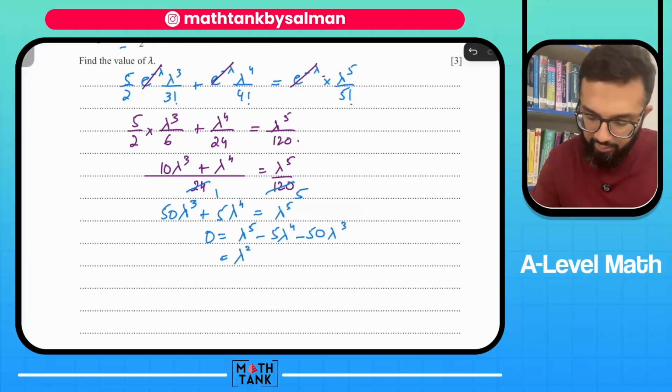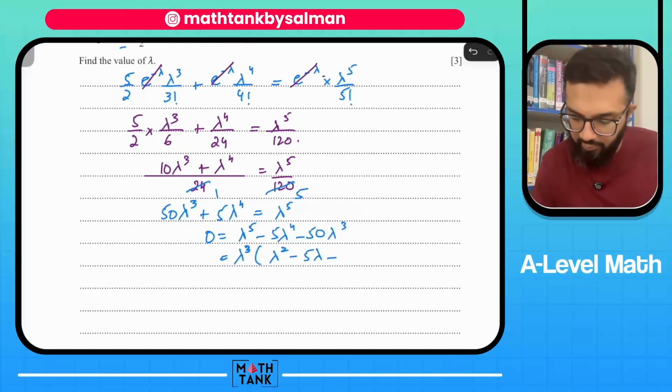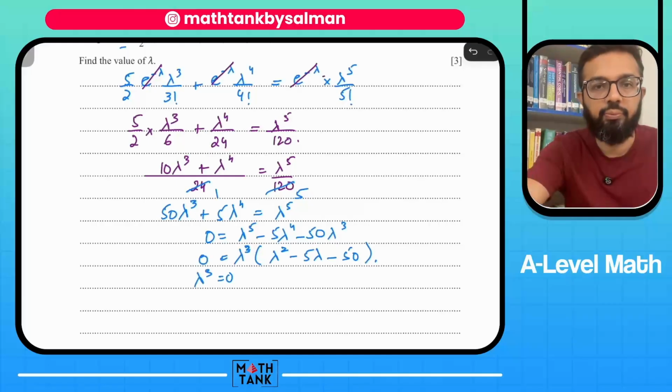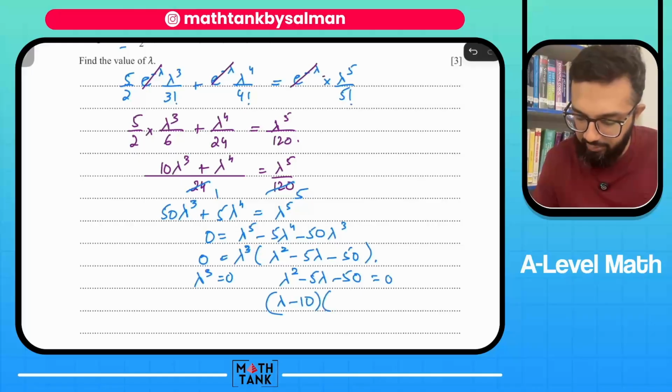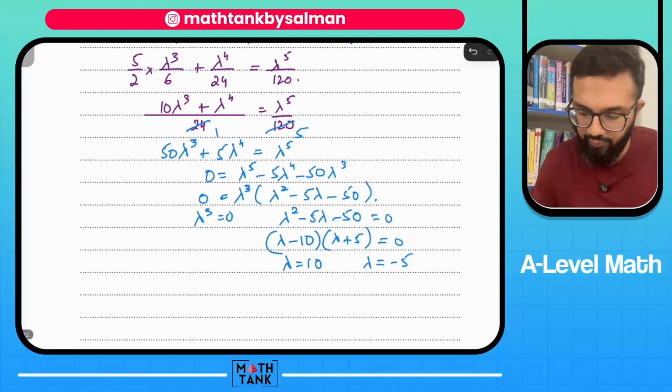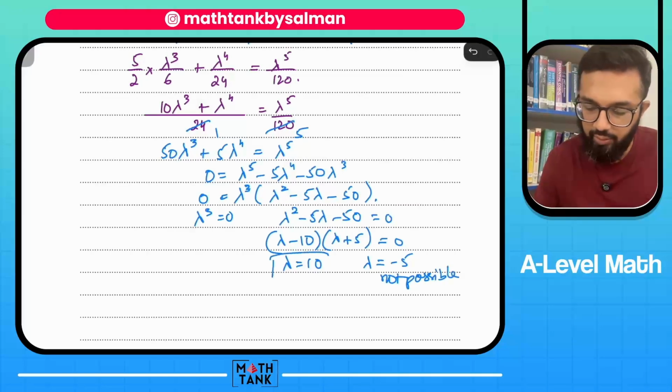Lambda cube can be taken out as common. So lambda square minus 5 lambda minus 50. Either lambda cube equals 0 or lambda square minus 5 lambda minus 50 equals 0. I can factorize this: lambda minus 10 and lambda plus 5. So lambda equals 10 or lambda equals minus 5. Not possible. Lambda equals 10.